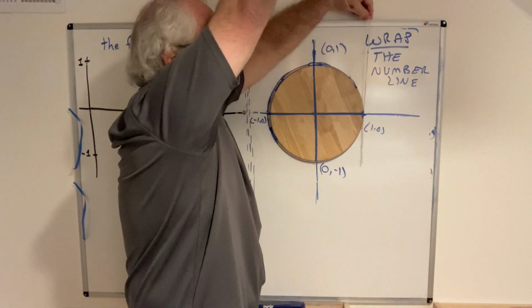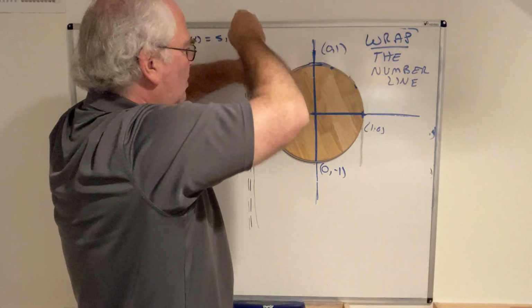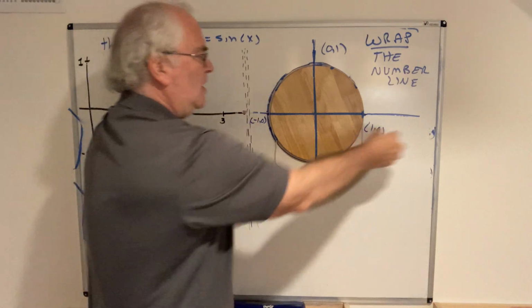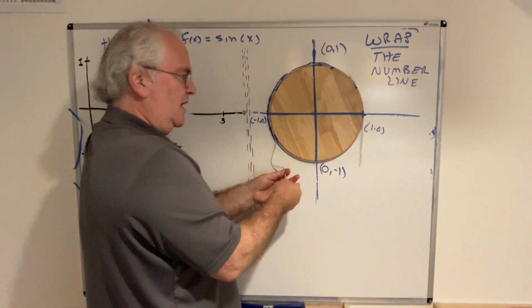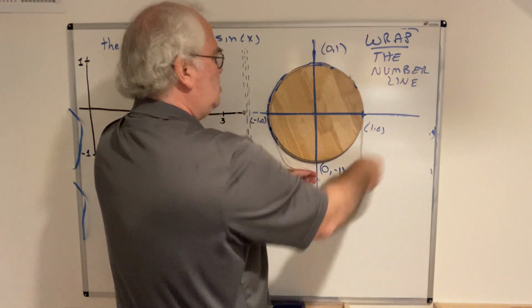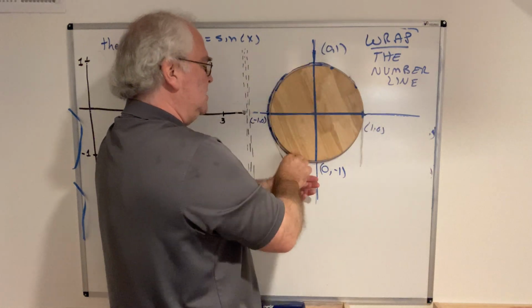And then, this is the rest of the number line. I'm going to wrap the number line around the unit circle. Now, since the number line is infinitely long, unlike my string, we would continue to wrap the number line infinitely many times around the unit circle.